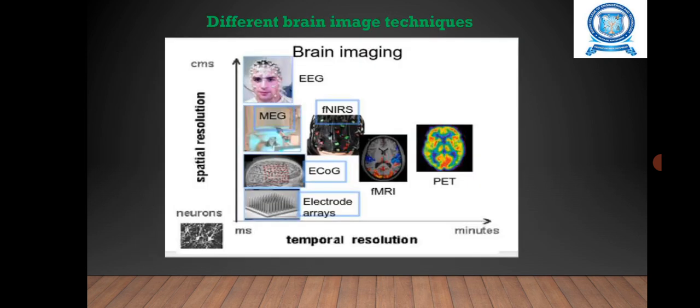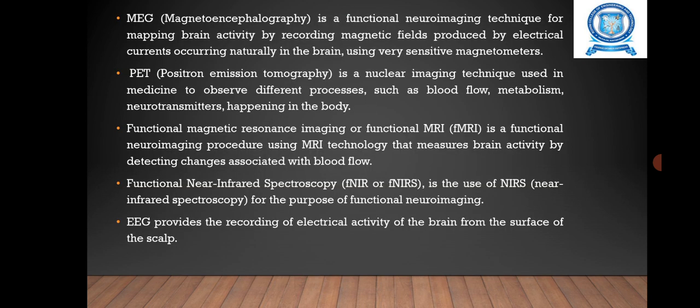The next one is different brain imaging techniques. The first one is MEG. It is a functional neuroimaging technique for mapping brain activity by recording magnetic fields produced by electrical currents occurring naturally in the brain. It uses very sensitive magnetometers. Next one, PET, is a nuclear imaging technology used in medicine to observe different processes such as blood flow, metabolism, and neurotransmitters happening in the body.